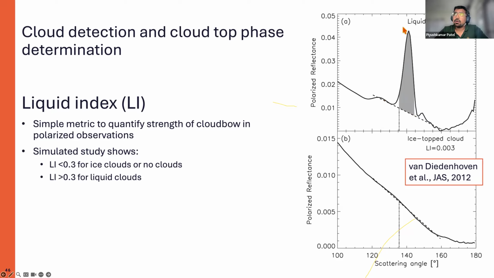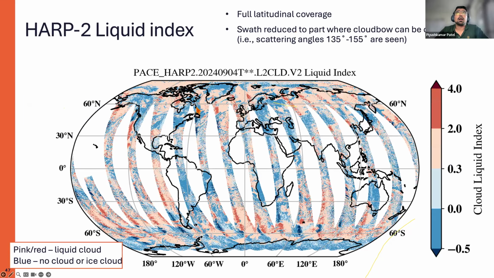Now, based on the magnitude of this peak, you can identify, so we calculate an index called the liquid index. Based on the liquid index, we can also identify which is ice cloud or liquid cloud. And this magnitude also helps you to retrieve the cloud droplet size distribution. Here is the picture of the overall liquid index from the HARP2. The pink or red color shows the liquid clouds, and the blue color shows no cloud or ice clouds. So you can very easily identify what kind of cloud phase is available.